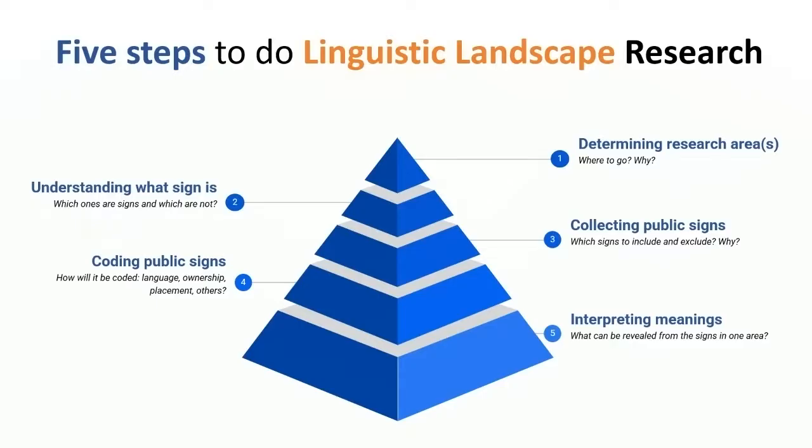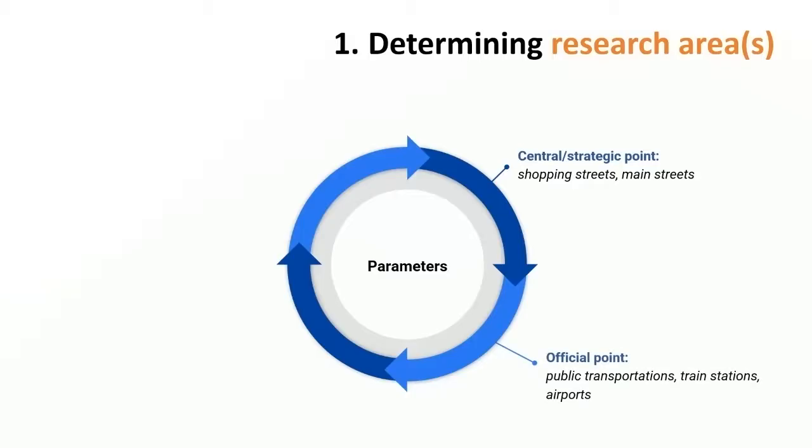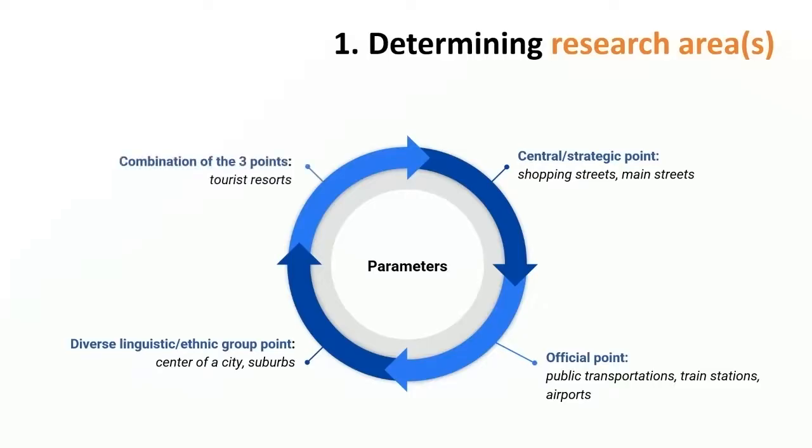In the first step, we may decide which area we want to take, depending on our research objective. Do we want to focus on the central or strategic points like main streets or shopping streets? Or do we want to pay attention to the official points such as public transportation? Or are we interested in the use of various languages in the center of the city or suburbs? Or do we want to include all the parameters, as in tourism resorts? So, research areas need to be selected first.